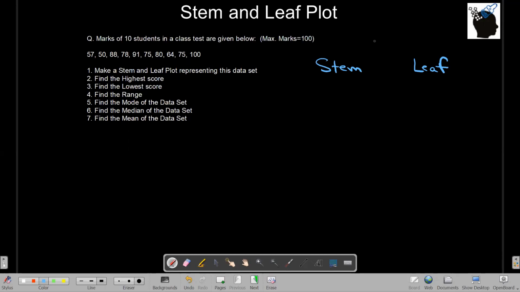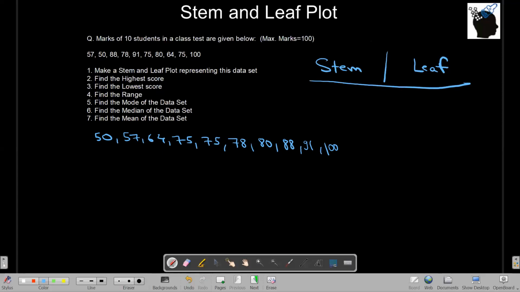Now before doing this, it's always a good practice to go ahead and arrange the numbers in ascending order. So let's quickly go ahead and do that. So if I scan through the data, the smallest number is 50 and the next number is 57, then 64, then I have two 75s, 78, 80, 88, 91 and 100. So this is a data set given to me.